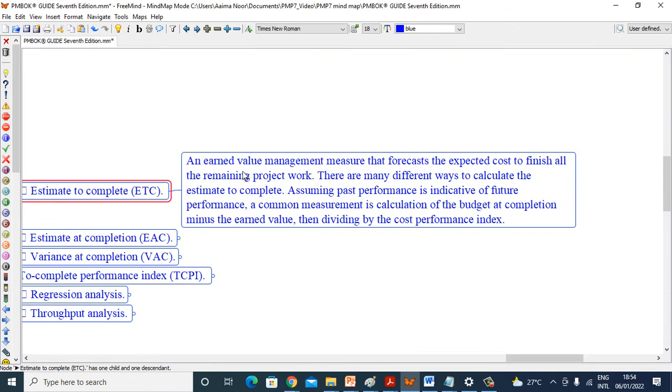An earned value management measure that forecasts the expected cost to finish all the remaining project work. There are many different ways to calculate the estimate to complete. Assuming past performance is indicative of future performance, a common measurement is calculation of budget at completion minus the earned value, then dividing by cost performance index.